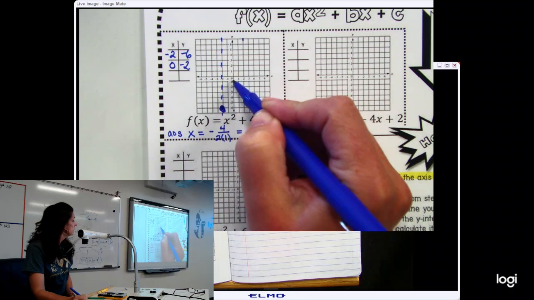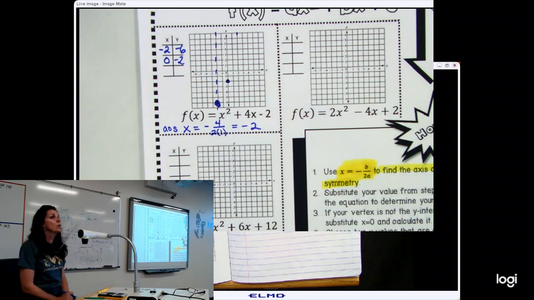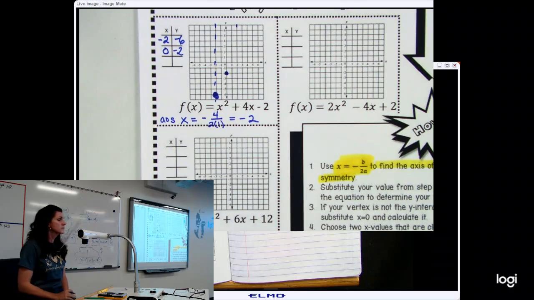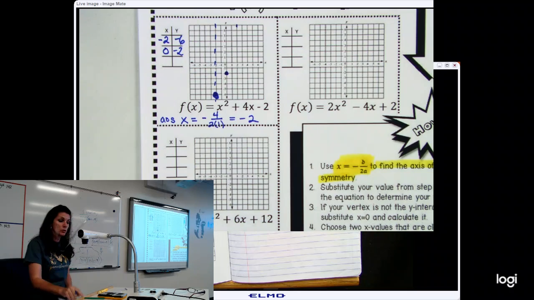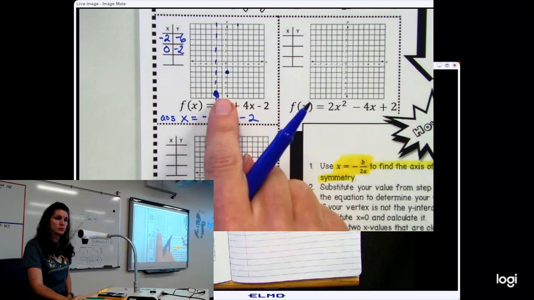0, negative 2. Now we need one more point. Alex is going to make you graph 5 points, and I just told you we need one more. I want one more number on the same side as that point. What's another value for x that you could plug in that would be easy? 1, negative 1, 2. I will tell you the closer you are to your vertex, the smaller your number will be. So I would probably choose negative 1 or 1.